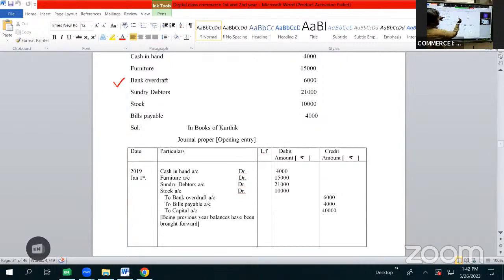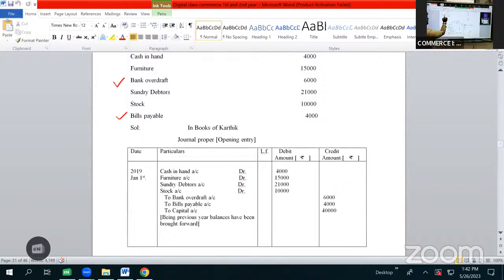Then we have sundry debtors 21,000. It is an asset. So we'll be writing it on the debit side as sundry debtors account debit 21,000. Then we have stock. Even it is an asset. It will have a debit balance. So it will be posted here as stock account debit 10,000 rupees. Then bills payable, it was a liability. So out of the names given in the question, we had only 2 liabilities, bank overdraft and bills payable. So only these 2 names will have credit balance and all other names will have debit balance.